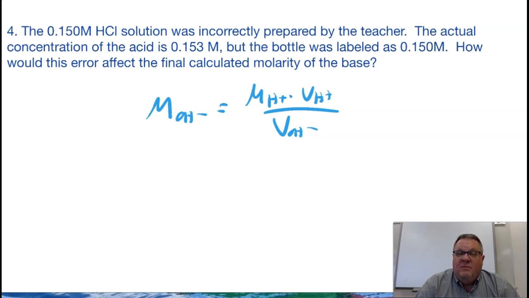Okay, so if the bottle is labeled 0.150, but it's actually more concentrated than that, we don't know that, but if it's more concentrated than that, we're going to actually use less of it than if it was 0.150. And because we use less of it, our volume of H plus is going to go down, okay? And because of that, if your numerator gets smaller, your calculated MOH minus will also be smaller. Okay, that's how that error will affect that calculation.